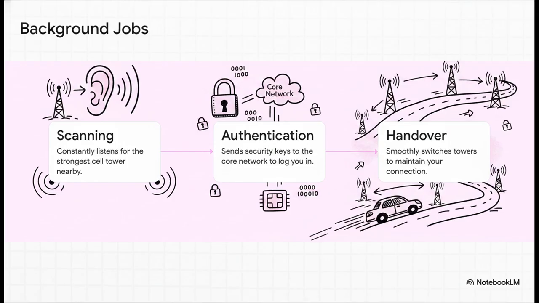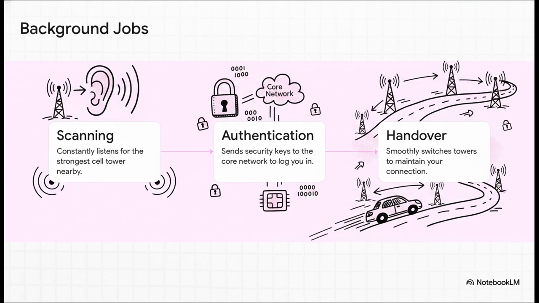Step 1 is signal scanning. Even in an idle state, your device is aggressively listening to the surrounding airwaves, scanning signals to lock onto the strongest, best quality cell tower nearby. The second it needs to connect, we hit Step 2, authentication. It securely fires off cryptographic keys from your SIM card to the core network to officially verify who you are and establish an active session.